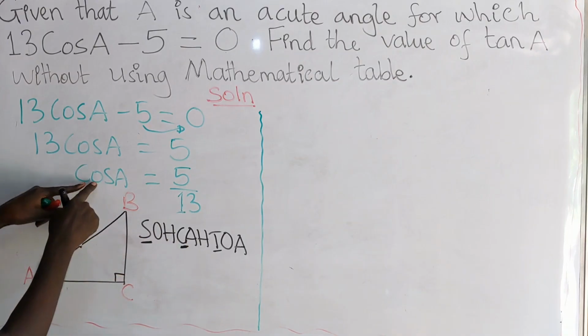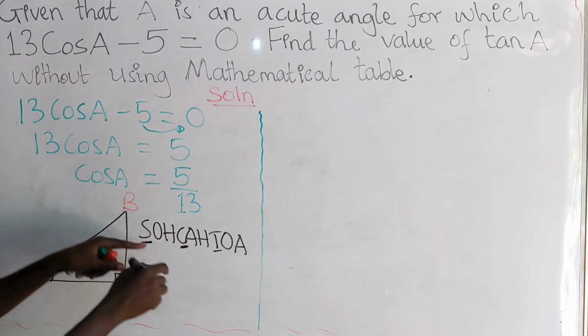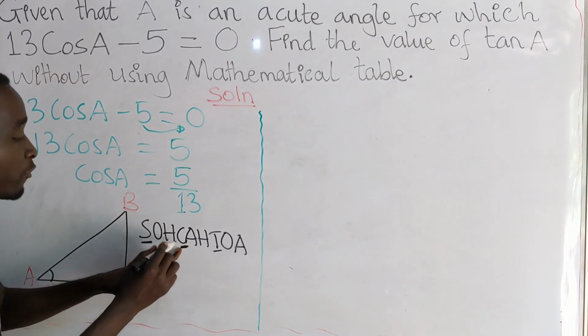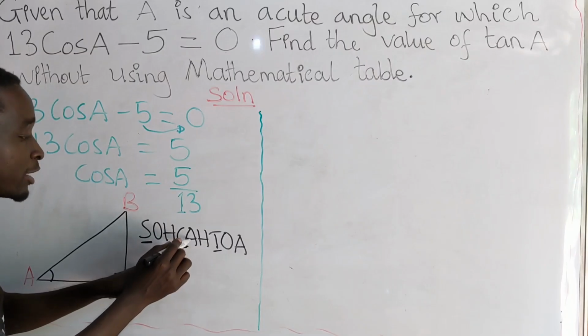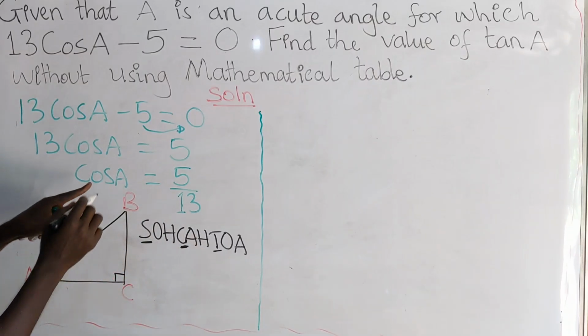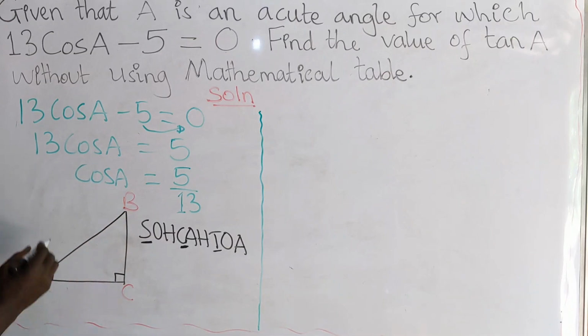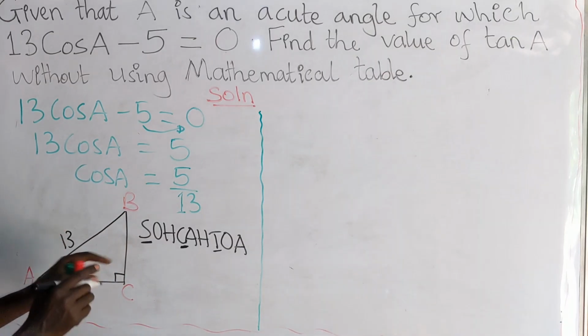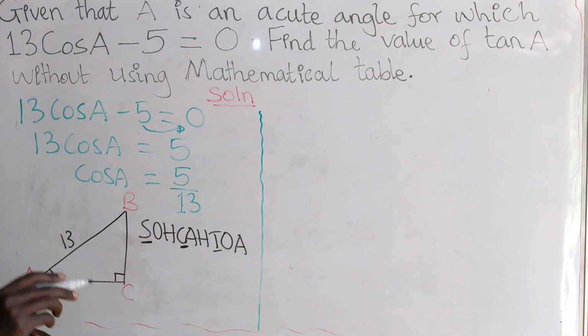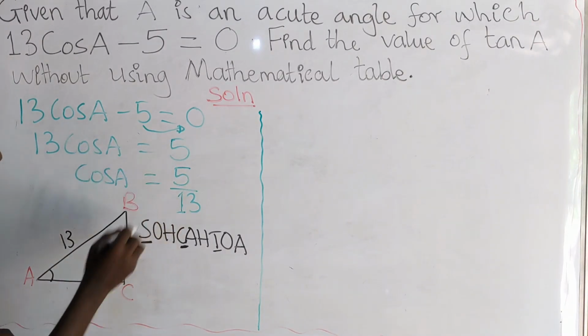But here already we have cosine of angle A, so we are having cosine. From soikaitoa, cosine is equal to adjacent over hypotenuse. It means that adjacent is 5, hypotenuse is 13. Here hypotenuse is this one, so here 13. But adjacent is the side length nearby to the angle under consideration apart from the hypotenuse. This we are given is 5.